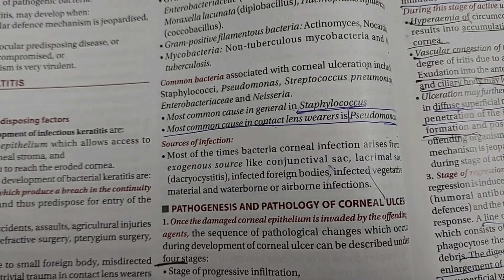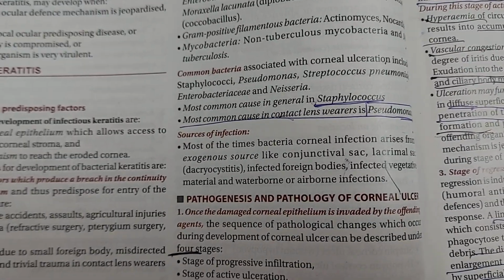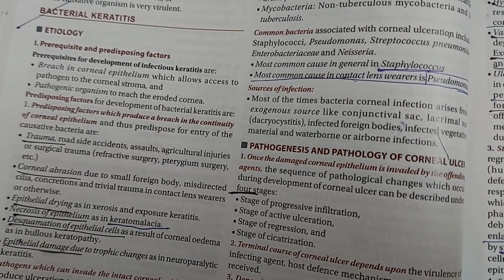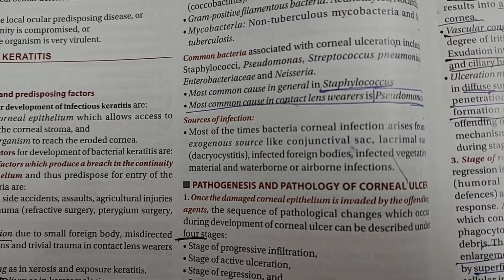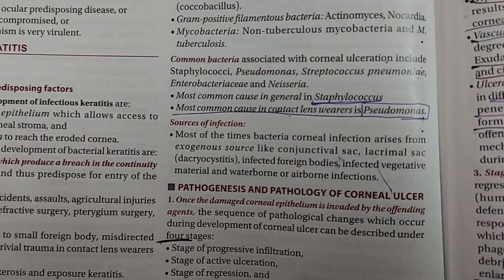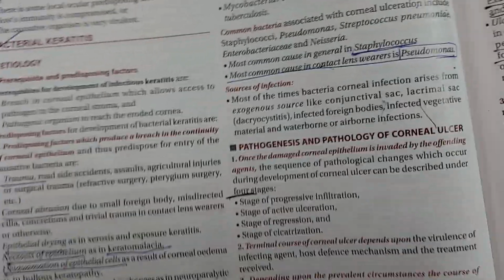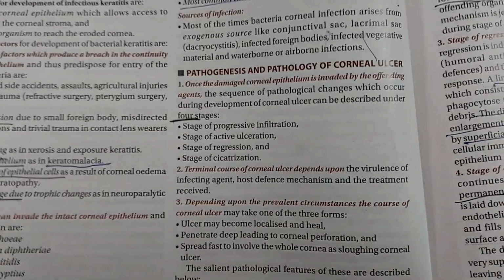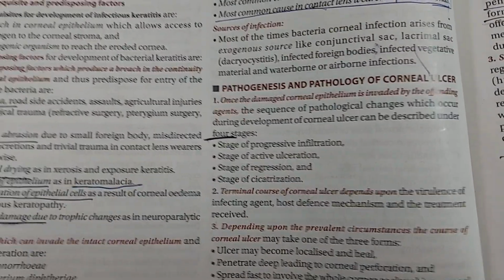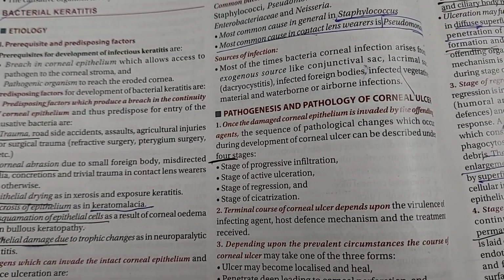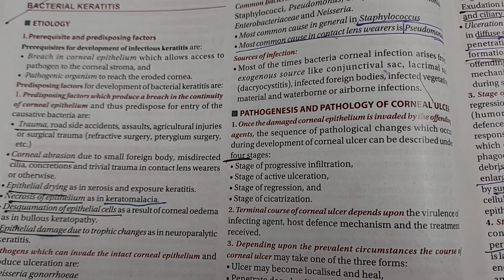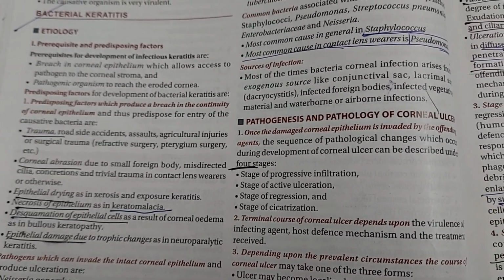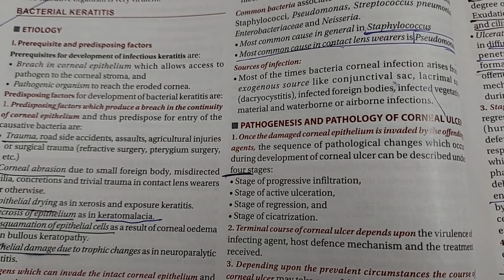Okay. Next, what is the source of infection? The source of infection can be, as we previously studied, a foreign body from outside, and sometimes it can be infection from the conjunctival sac, lacrimal sac, and surrounding structures. Okay. Next, what is the pathogenesis and pathology of corneal ulcer? First, remember again from the beginning. First, we need to write introduction, etiology. Next, pathogenesis. After completing etiology with its 3 subheadings, we are moving on to pathogenesis.